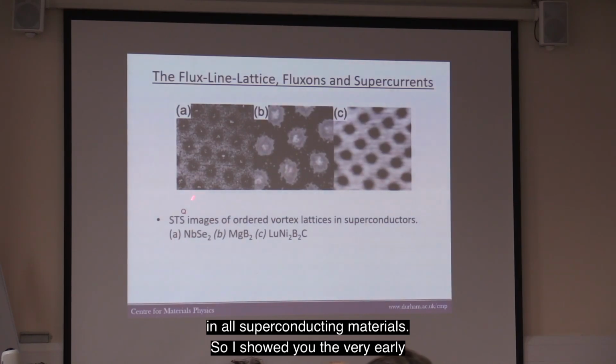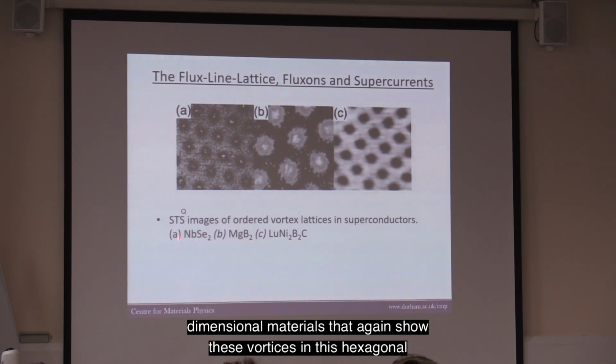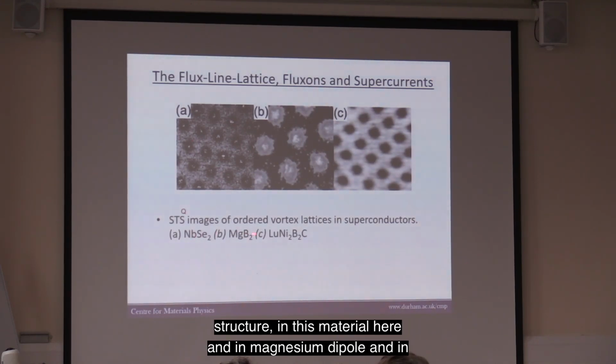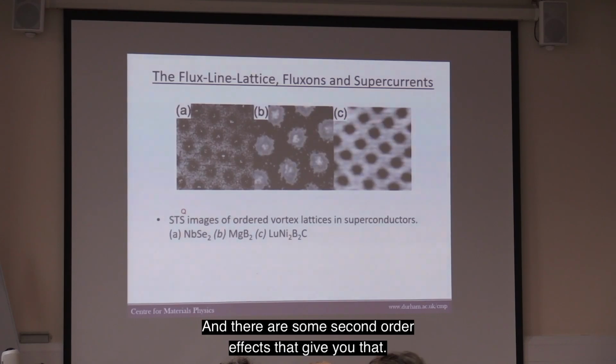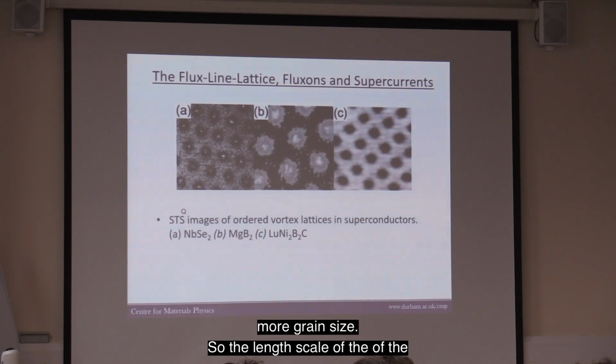So I showed you the very early work on niobium. There are the high field quasi-two-dimensional materials that again show these vortices in this hexagonal structure in this material here, and in magnesium diboride and in this material. This looks more like a square structure, and there are some second order effects that give you that. What are the length scales of these vortex structures? Is that roughly the size of the individual molecules, or is that a greater size?